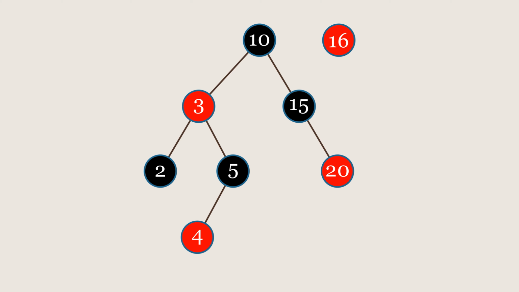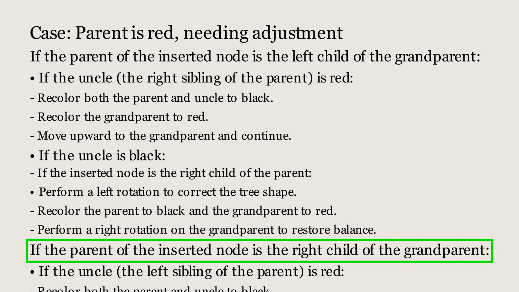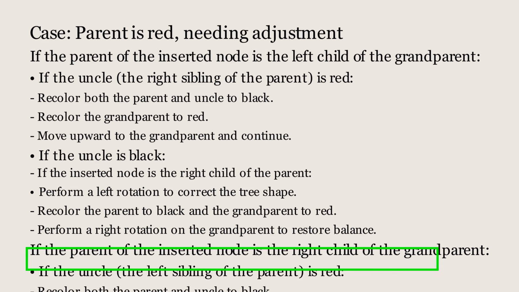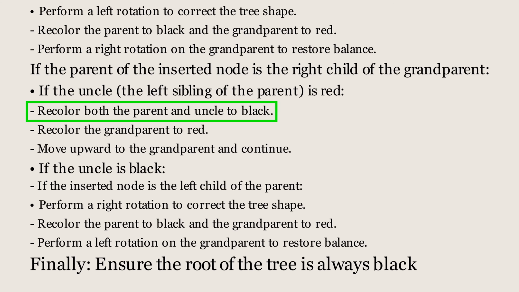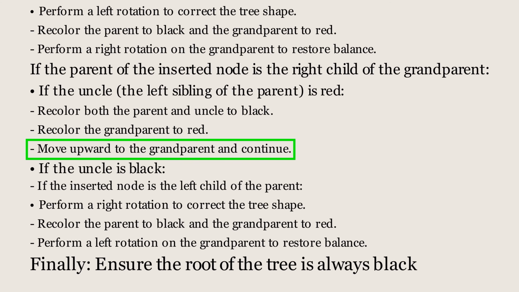Lastly, let's insert the node with the value 16. This insertion violates the red-red property. Here, the parent is the right child of the grandparent. When this occurs, the operations mirror those we discussed earlier. If the uncle node is red, we follow the same process as before. We color both the parent and the uncle black, while changing the grandparent's color to red, and then move upwards.